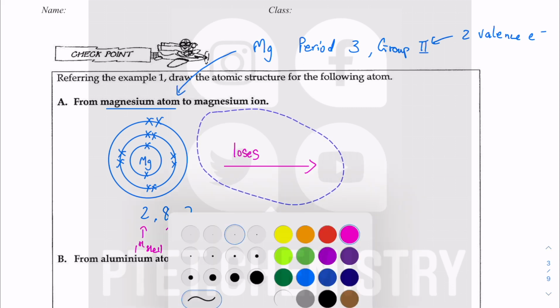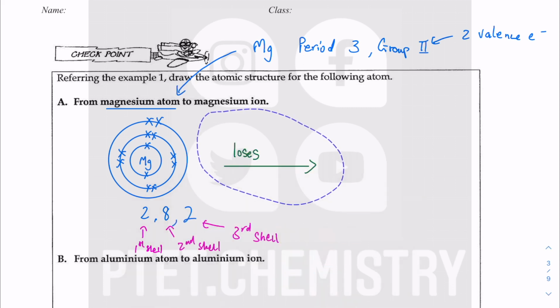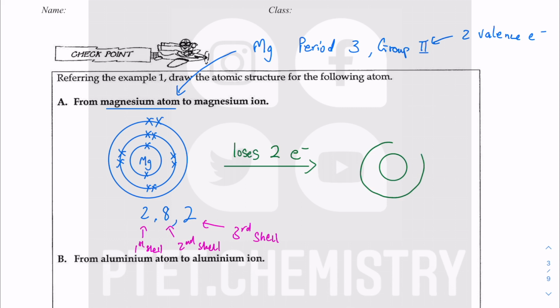It has 2 valence electrons, so what it does is it loses the 2 outermost shell electrons, 1 and 2. After that, we will get only 2 shells now, because the outermost shell would have been gone. So now you only have 2 in the first shell and 8 in the second shell. So we write 2, 8.